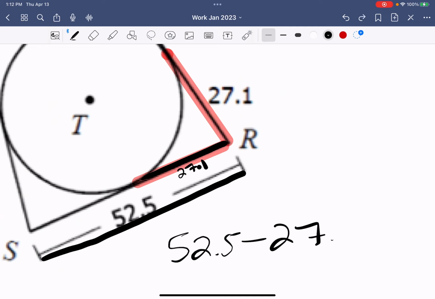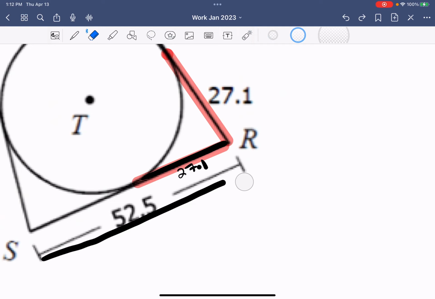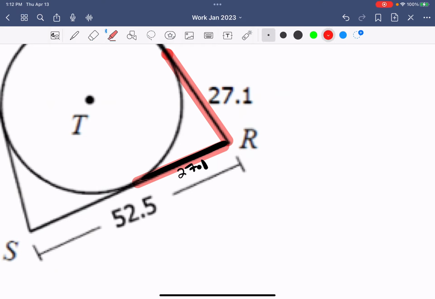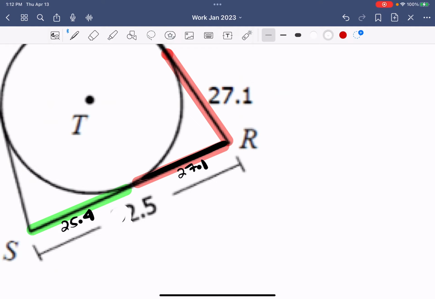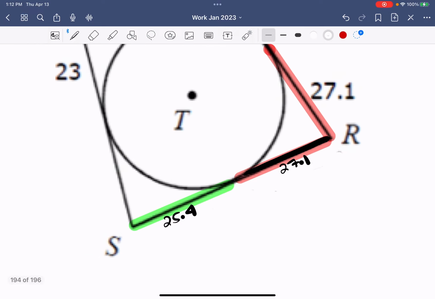And we get 25.4. And that would mean that that equals this tangent. So we get 25.4. I don't really need the big piece anymore, or you can use it. I'm not going to use it, so I'm just going to cover it. But you can keep it when you're doing perimeter. You could just add the long one.